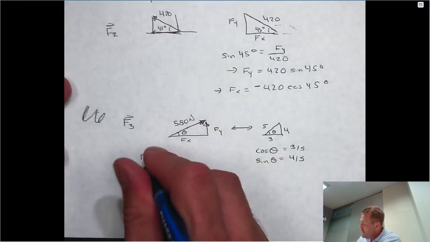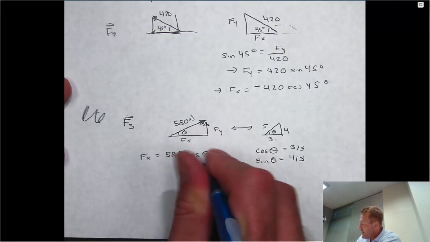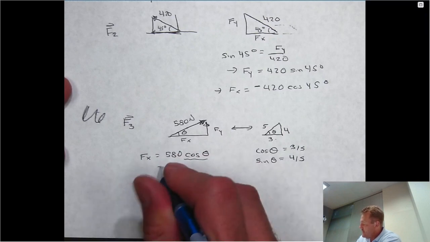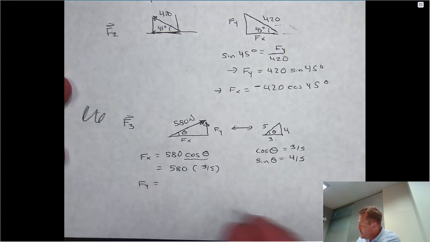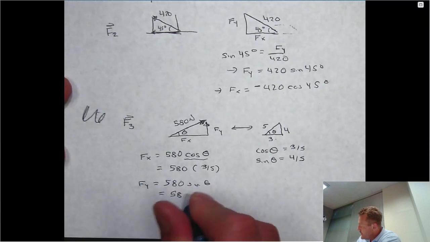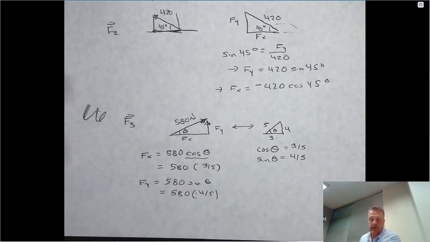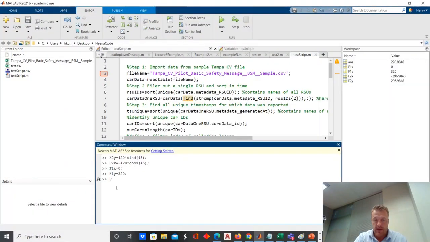So when I want to find fx, I know it's always going to be the magnitude times the cosine of that angle. But even though I don't know that angle, I know the cosine of that angle. So I can substitute in 580 times 3/5. And for fy here, it's going to be 580 times the sine of theta, so that's going to be 580 times 4/5. And we can do that a little bit later because I'm just going to put that all into my calculator. I will say f3x is 580 times 3/5, and f3y is 580 times 4/5.